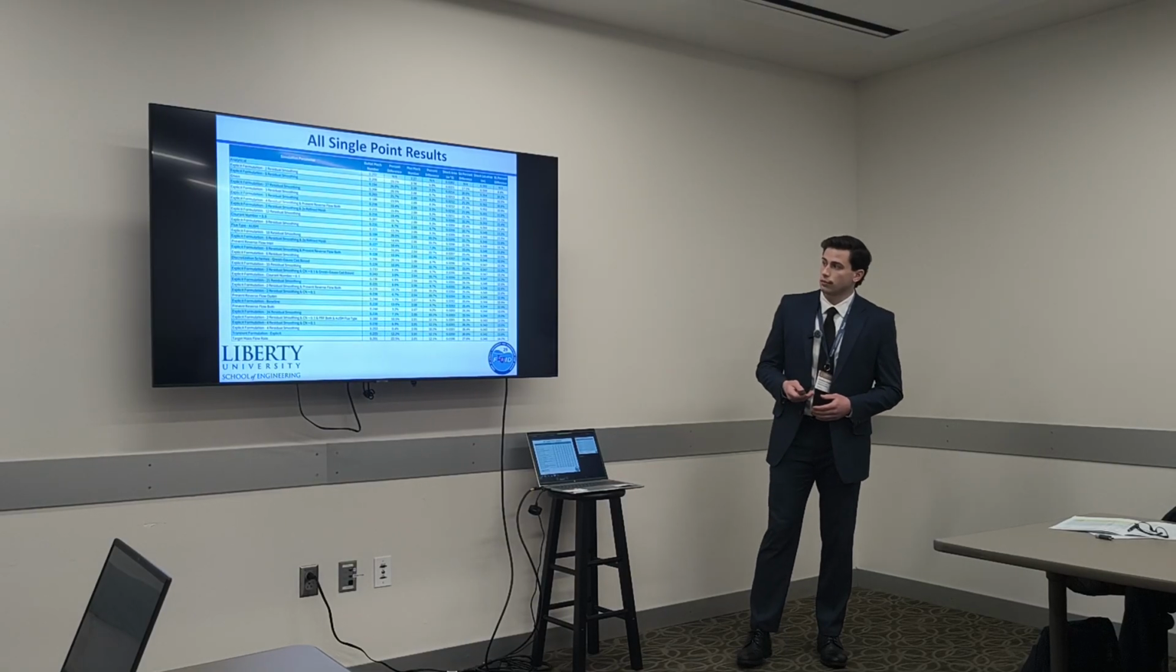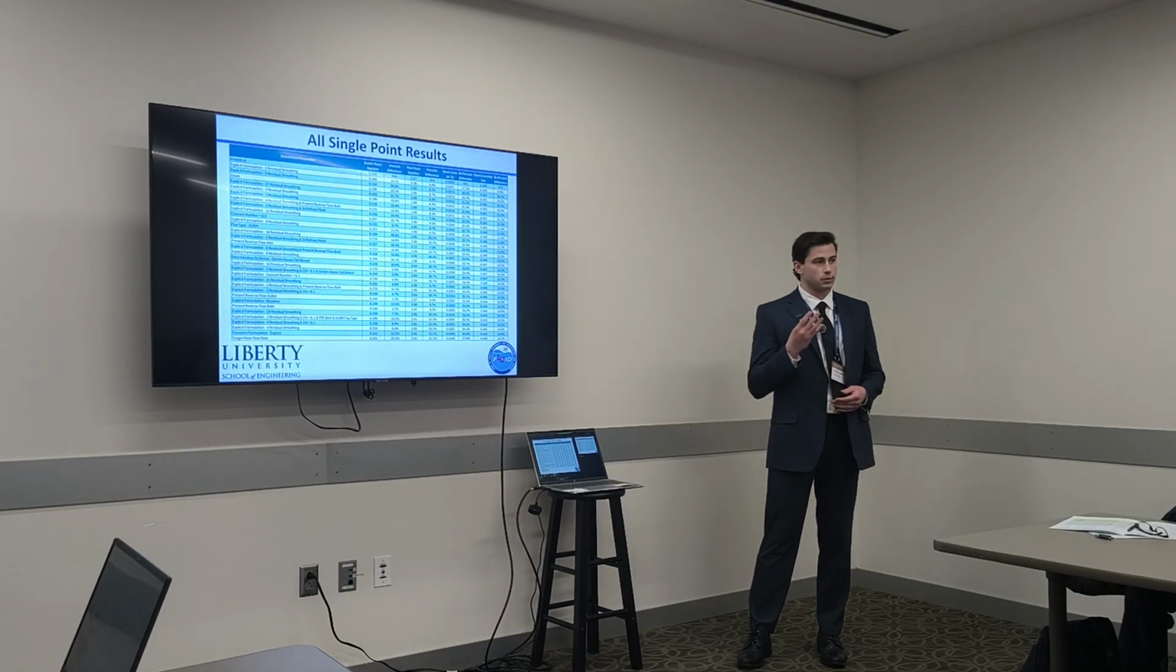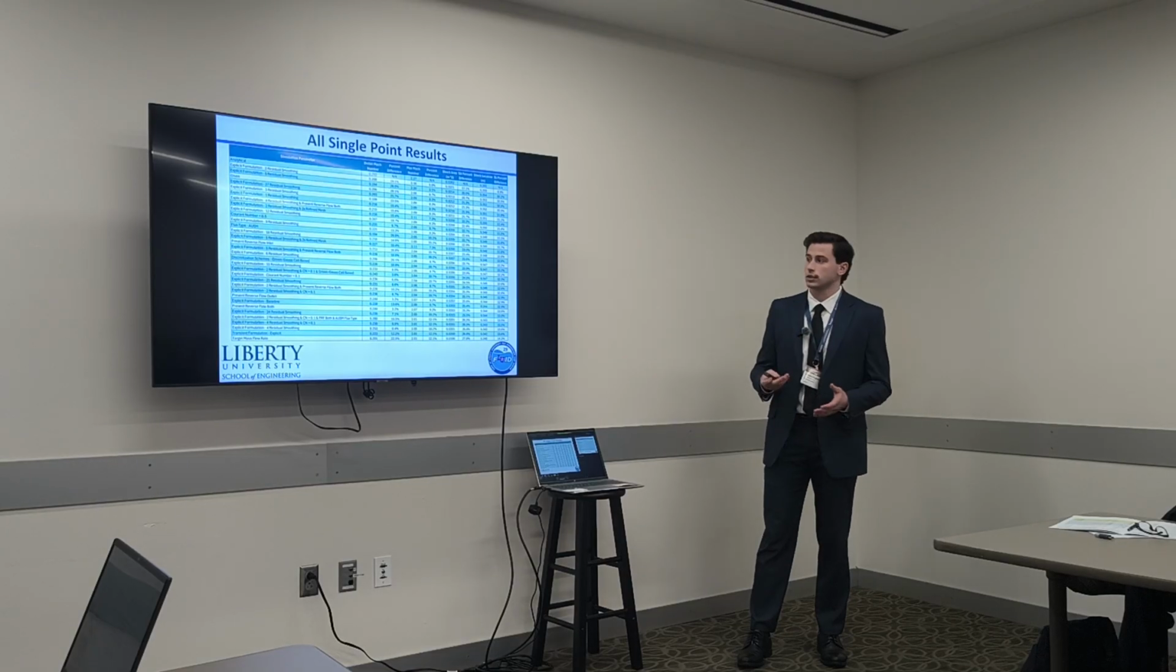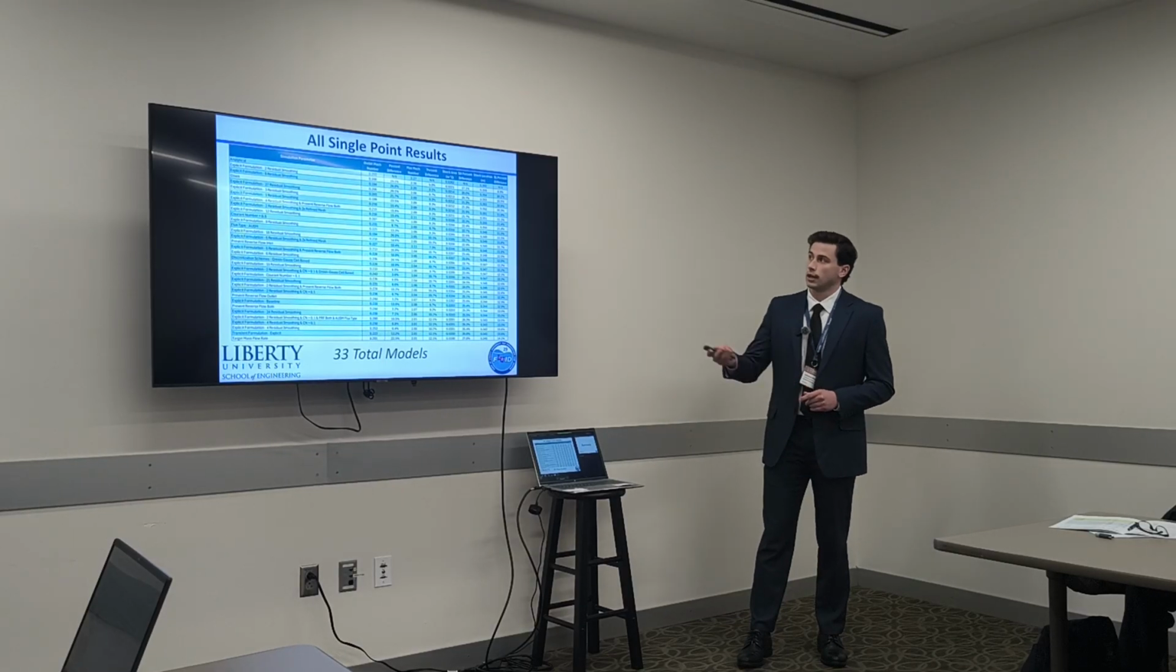So these are all of the models that we tested. They're the 4 parameters that we mentioned that we calculated and used for comparison. This was a total of 33 models using that original mesh that we showed you, and they have their percent differences modeled.